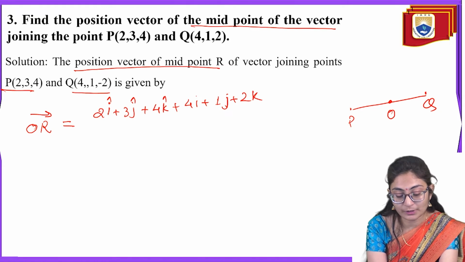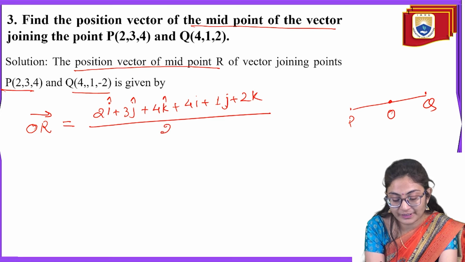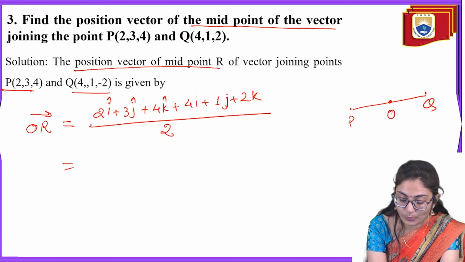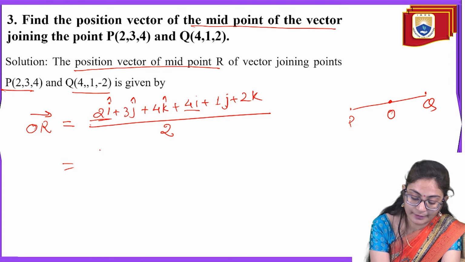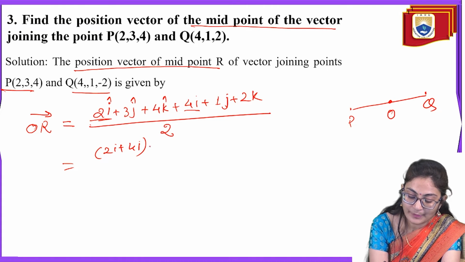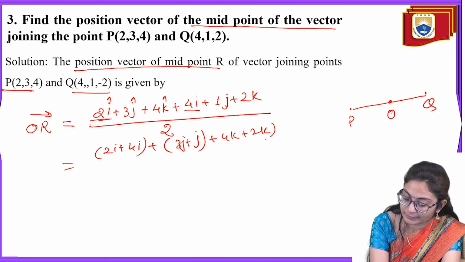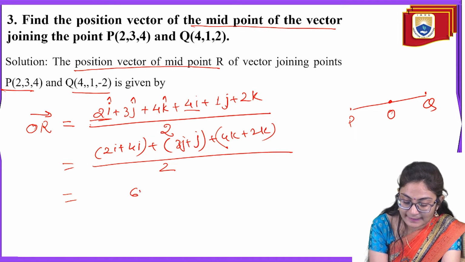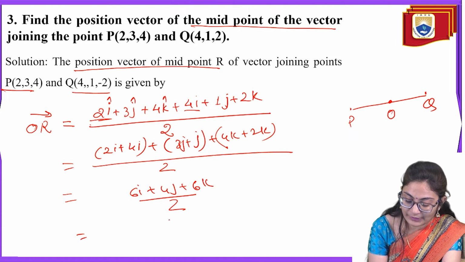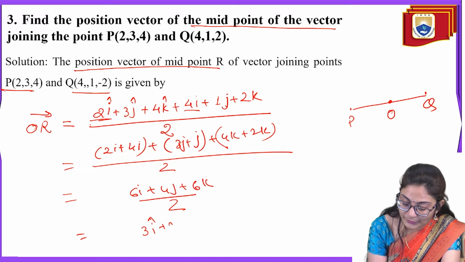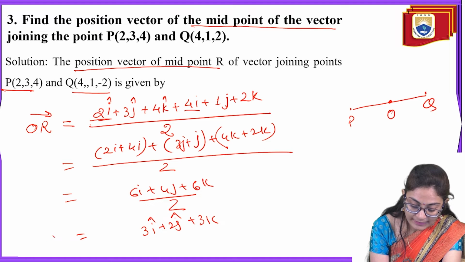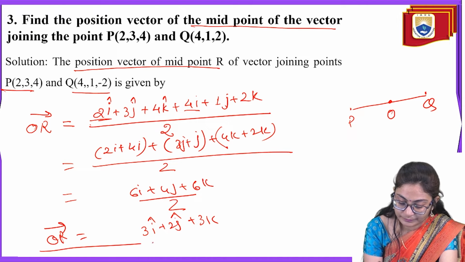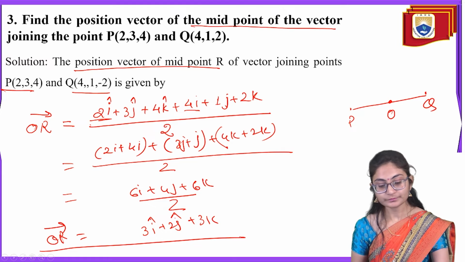Now we have to find out the midpoint, so we will divide by 2. 2i plus 4i, 3j plus j, and 4k plus 2k, divided by 2. 6i plus 4j plus 6k divided by 2. Our midpoint is 3i plus 2j plus 3k. This is our midpoint, the midpoint of the vector.